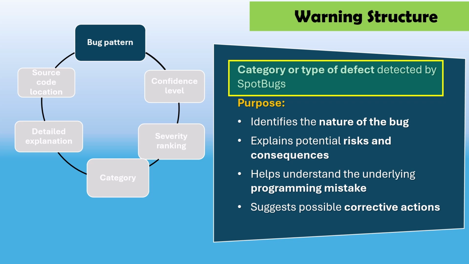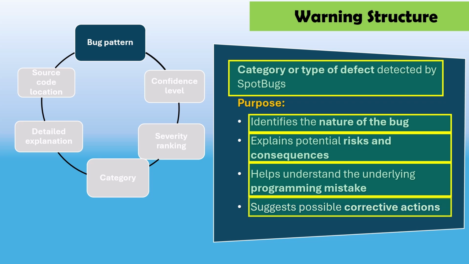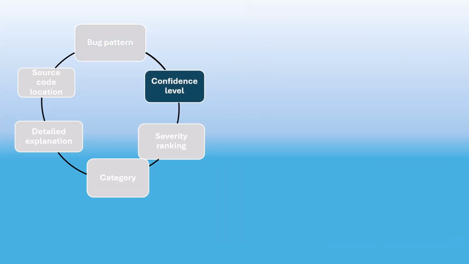It provides a short description and an explanation of the issue, including why it may be harmful and what kind of defect it represents. The purpose of the bug pattern is to identify the nature of the bug, and it explains the potential risks or consequences, and it helps the developers understand the underlying programming mistake and often suggests how the issue can be corrected. The bug pattern serves as a primary explanation of the warning and allows the developer to quickly recognize and address the detected issue.